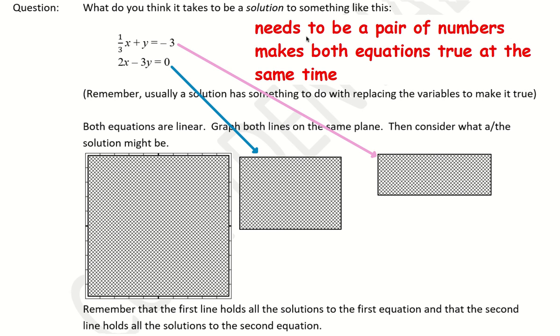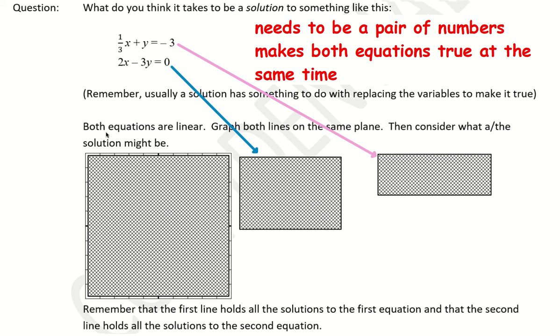A solution needs to be a pair of numbers that makes both of these equations true at the same time. Because remember, usually solutions are true. Both equations are linear. So now we're getting into, okay, tell me what a solution would be. Give me a pair of numbers that makes both of these equations true. Well, that's easier said than done most of the time.